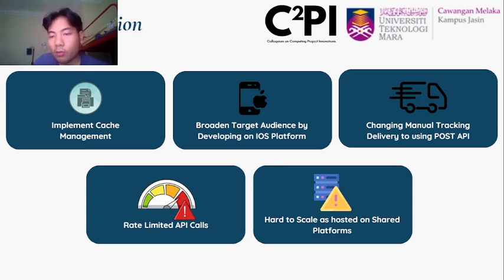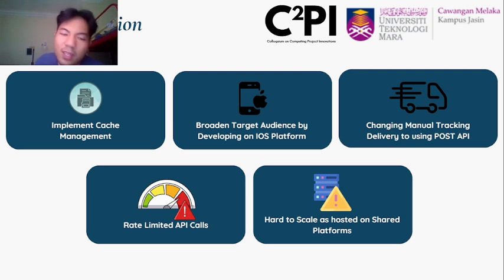And then we're moving on to changing manual tracking delivery to using Post API. So as previously shown in the mobile interface, once the users purchase a merchandise, their orders will be manually tracked and manually processed by each branch manager.